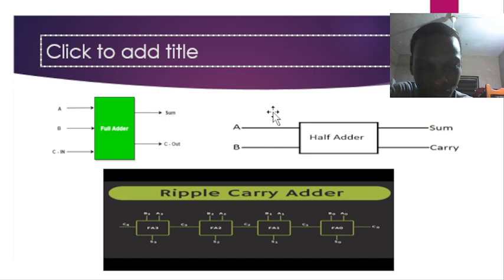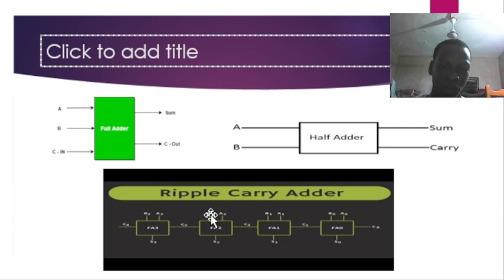And then the half adder accepts two 1 bit inputs, which are the A and B here. So it accepts these and then gives two outputs, which are the sum and the carry as output over here.